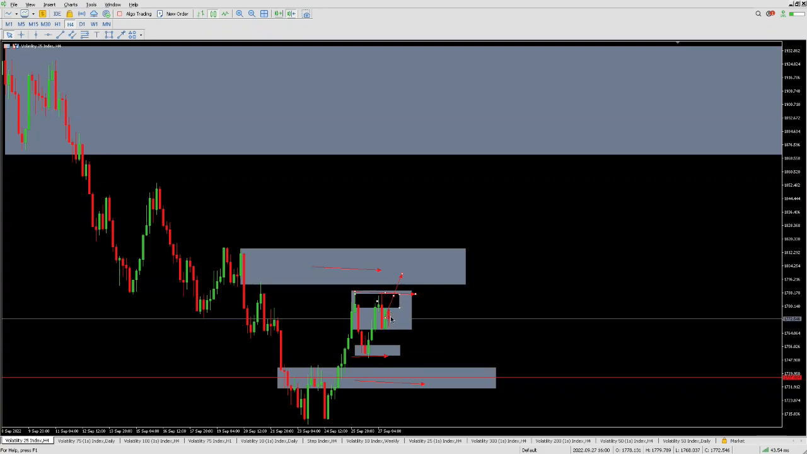So what am I saying right now? If we can get a dip into here, I might start looking for sell positions because I would be expecting a retracement into here. And if we can get this, basically these highs would have been spiked, these lows would be spiked if we come into here. I hope that makes sense. Okay, so that's our analysis on the Volatility 25.